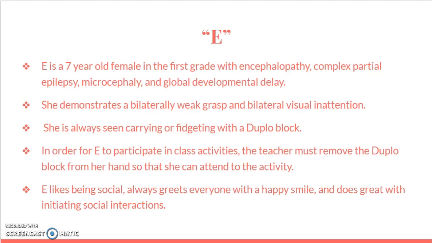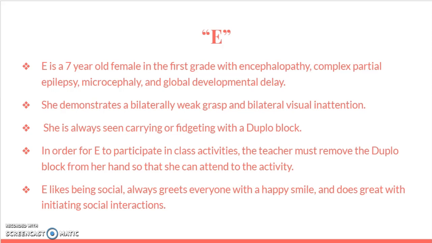She is a 7-year-old female in the first grade with a variety of conditions. She has encephalopathy, complex partial epilepsy, microcephaly, and a global developmental delay. In addition to these conditions, she also has a bilaterally weak grasp and bilateral visual inattention.